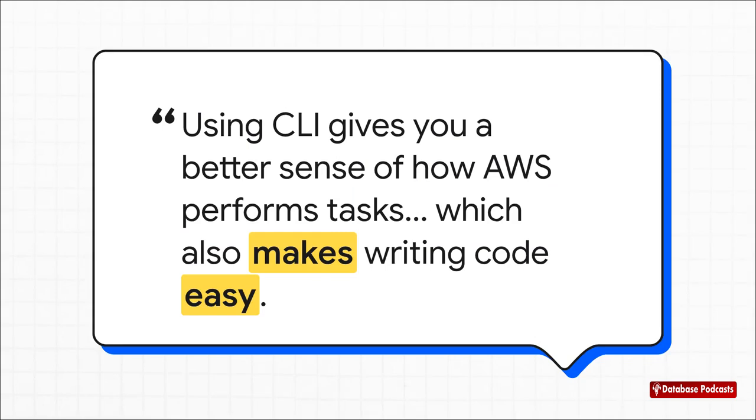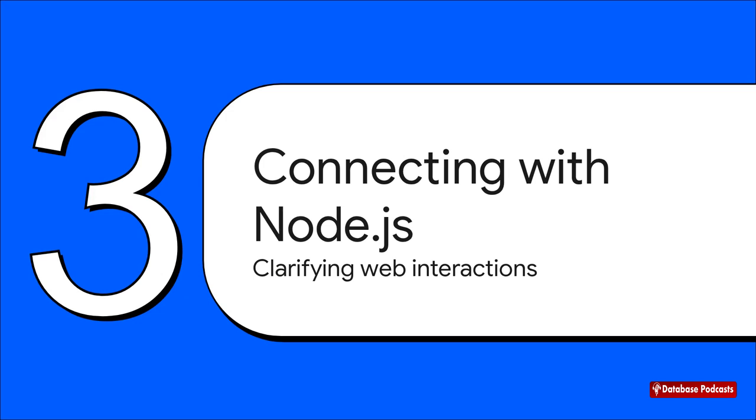But here's the thing, it's not just about being fast. This is the real magic of the CLI. When you use it, you start to get a much better feel for what AWS is actually doing behind the scenes. It's no longer a mystery box. You see the real commands, the real responses, and that understanding makes writing your own code 1,000 times easier. It just clicks. All right, tool number 2 in our kit, Node.js.